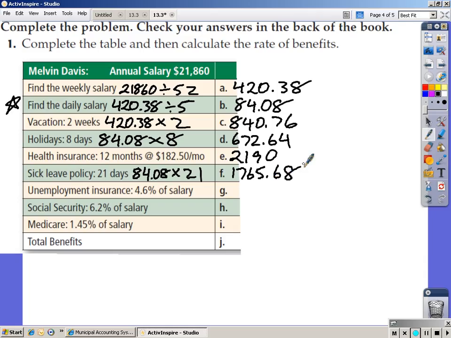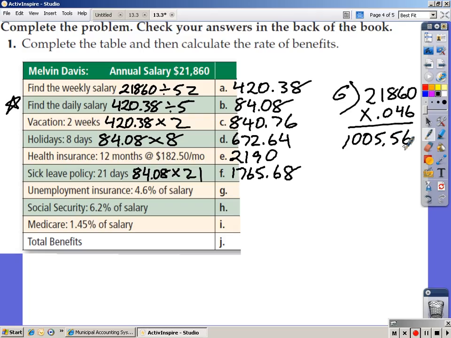Next one we have is unemployment insurance. It says 4.6% of salary. In order to find G, take your annual salary, 21,860 times 0.046. I know this is a lot, but they're pretty easy setups. So you should get $1,005.56.